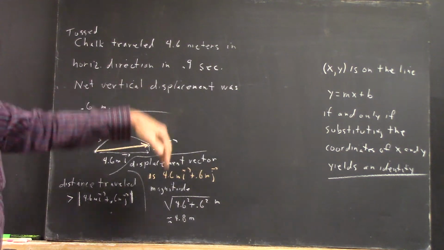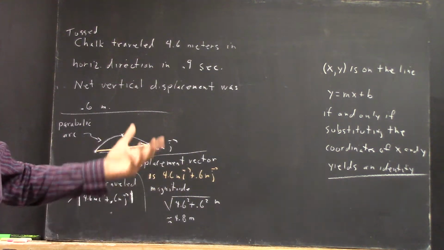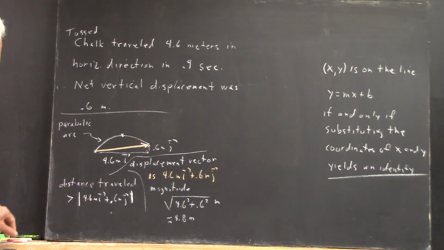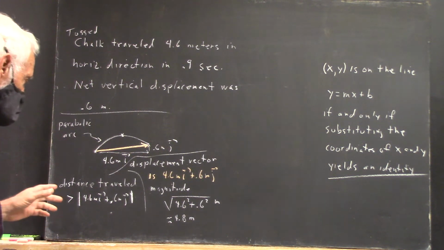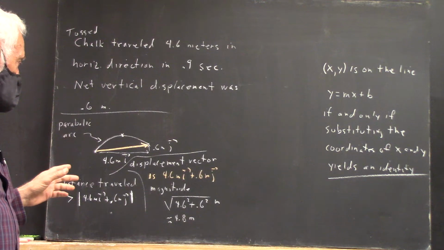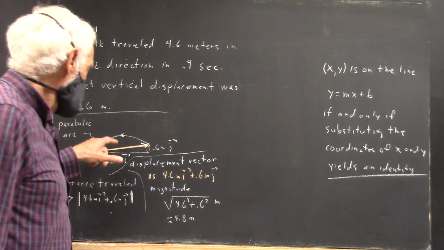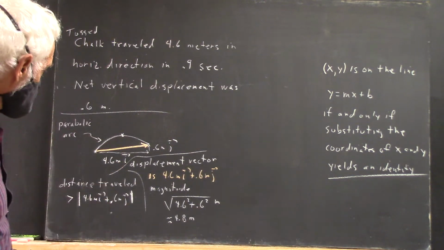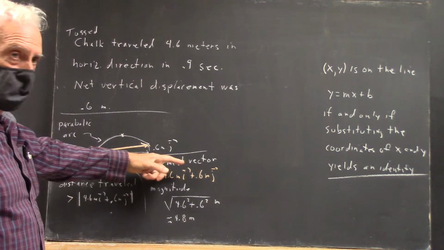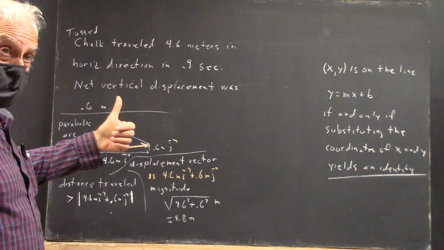I could just talk about projectiles. That was spontaneous. I wasn't planning to talk about that. So you've got this parabolic arc. And what we really want to focus on is how this moves in the horizontal direction and how it moves in the vertical direction.